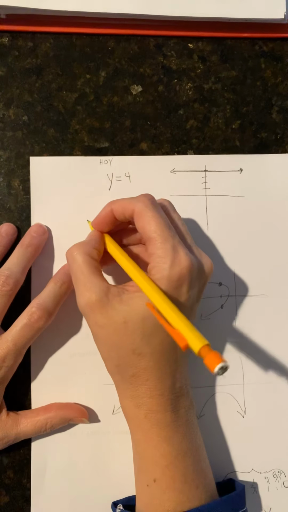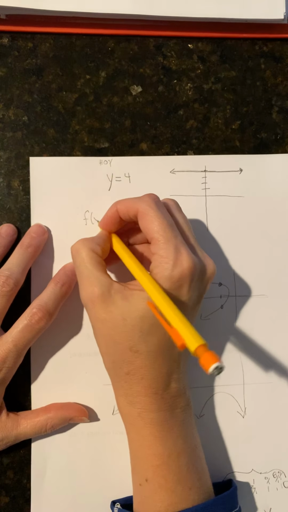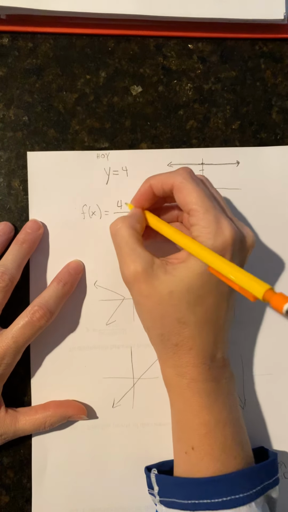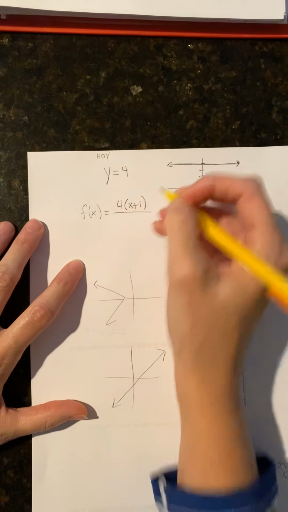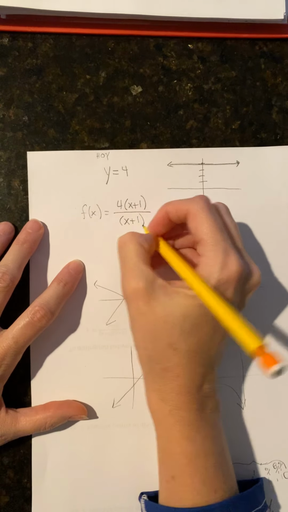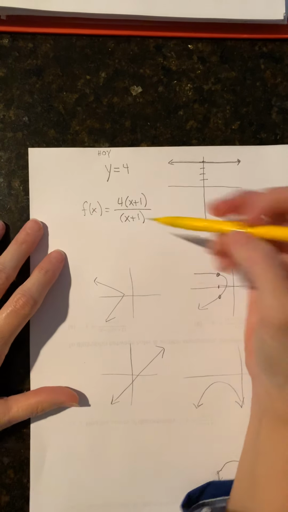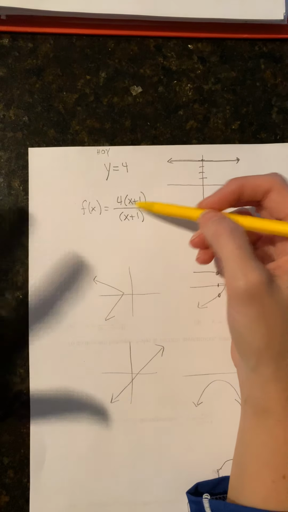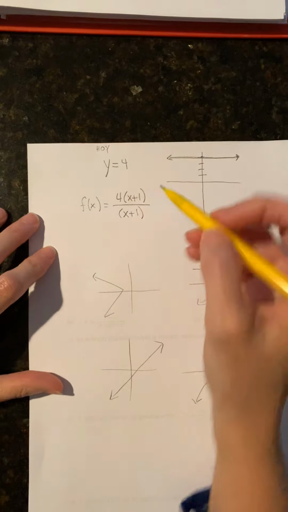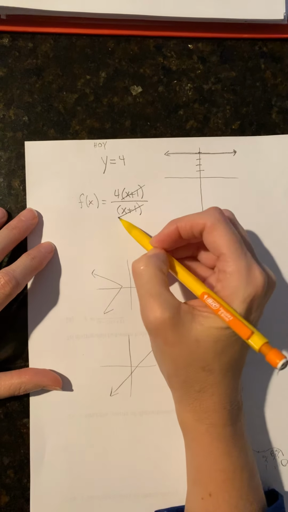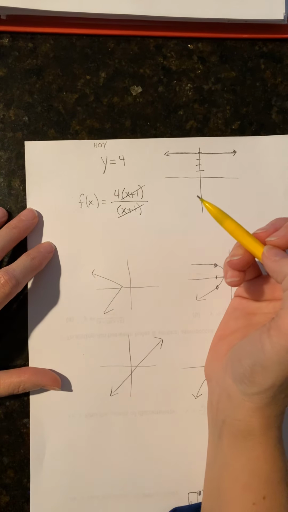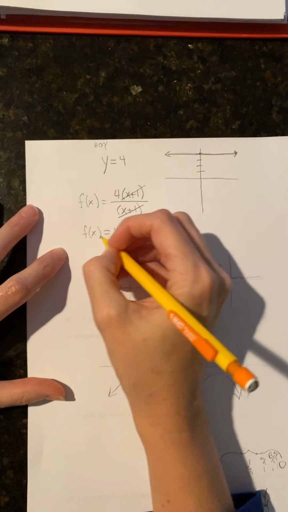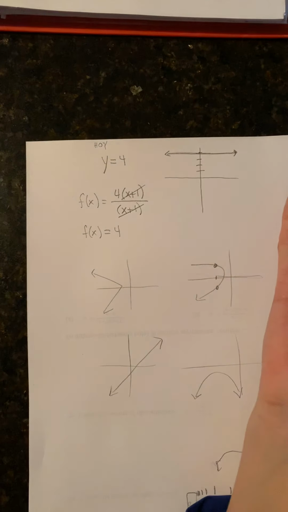Okay, well, what if I had a function? Remember, that's just y equals. And suppose I had 4 times x plus 1 over x plus 1, like this. Okay? Well, now this would be after factoring. Usually it may be factored for you, but most of the time you gotta factor it. Well, won't these cancel, right? X plus 1 over x plus 1 cancels, and you have f of x equals 4, or y equals 4. So it's that same graph.